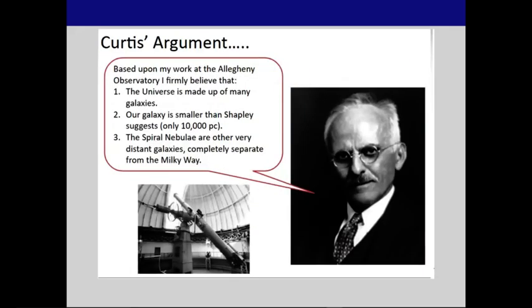Curtis's argument was a little bit different. He was of the firm belief that things like that nebula that we see near Andromeda, those spiral nebulae, were other distant galaxies. They were completely separate from the Milky Way galaxy, and they must have been very, very large and very far away. But our galaxy wasn't really that large. It was only 10,000 parsecs across. But the universe would have been made up of many, many different galaxies, kind of independently in little islands all on their own.